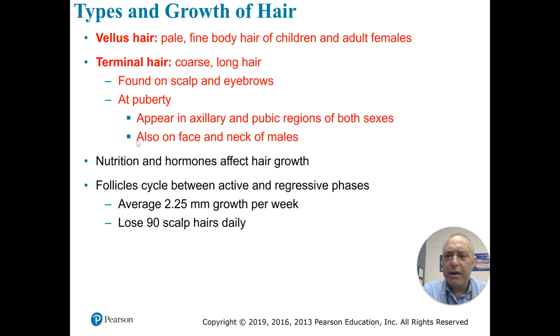A couple different types of hair. There's vellus hair, which is pale, fine body hair of children and adult females. And terminal hair, which is the coarse, long hair found in the scalp, eyebrows. Also the face and neck of males.